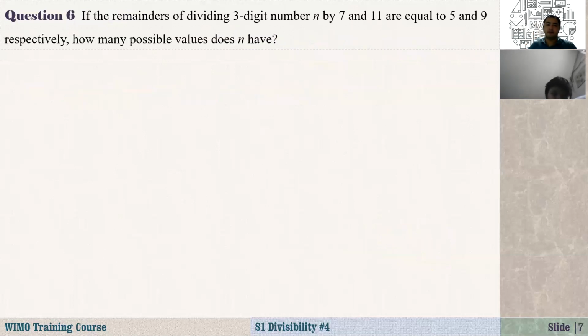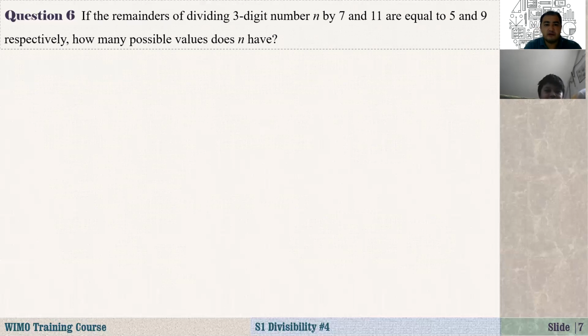All right. Carol, can you read question 6? If the remainders of dividing three-digit number n by 7 and 11 are equal to 5 and 9 respectively, how many possible values does n have?